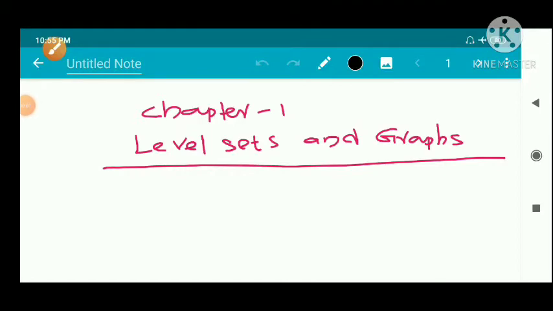Differential Geometry, Chapter 1, Level Sets and Graphs. Here we consider the level sets and graph of a function f defined from U to R, where U is a subset of R^(n+1).